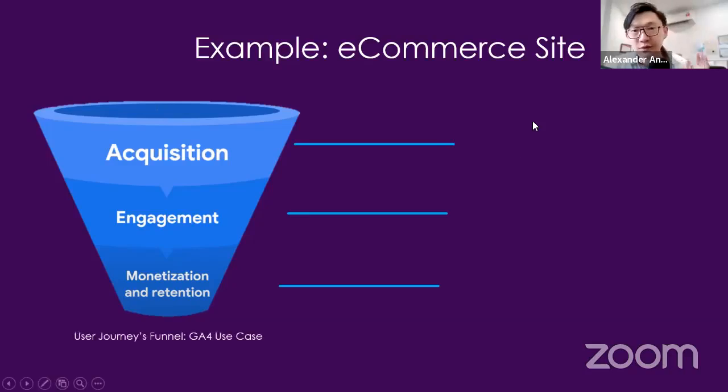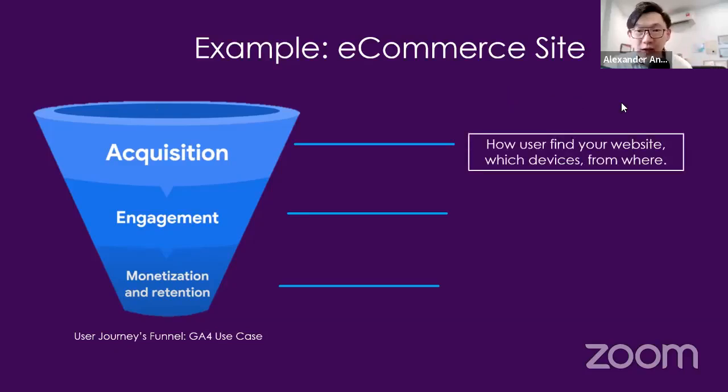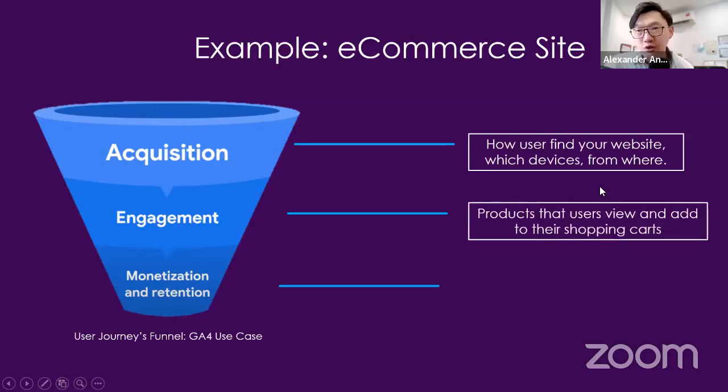So, example, if you have an e-commerce website, you will want to find out how user finds your website, from which device and from where. So this is where we can find all the data under acquisition report. And then what products do you view and which one has been added to the shopping cart. Yeah, so it's called engagement. What are they doing actually in your website? How are they interacting with your website? So this one is when they reach your website. This one is what do they do in your website.